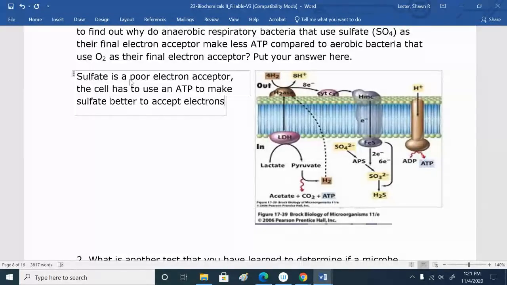So again, I'm not going to ask you about this, but one of the reasons why anaerobic respiration, even though there is an electron transport chain, is not as efficient, it doesn't produce as much ATP, is because sulfate is not very good at pulling those electrons like the oxygen does. And so the cell has to make sulfate better. And in so doing, it has to use an ATP, right, to make sulfate better. And that's sort of a general kind of explanation, which you don't really have to know.